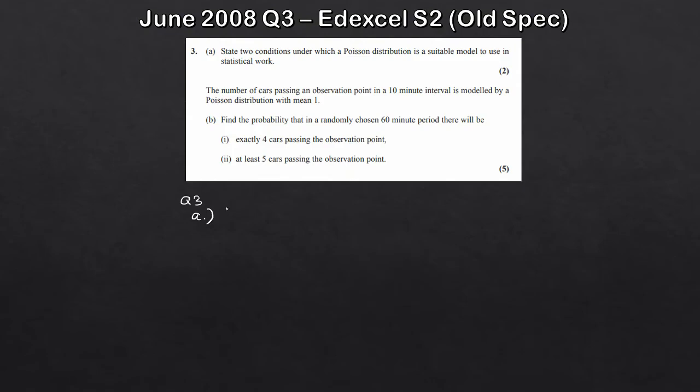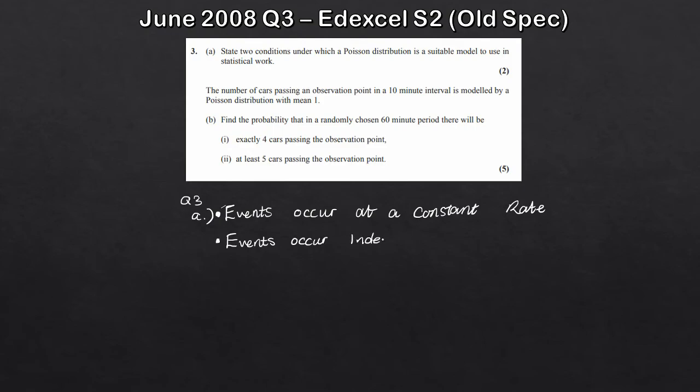So events occur at a constant rate. Okay, so that's one point. My next point, I'm just going to say that the events occur independently. Okay, so one event doesn't affect the other event. So events occur independently. Okay, so them are just the 2 points that we need to make there. So the events occur at a constant rate, and the events occur independently.